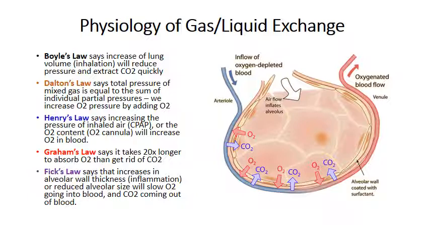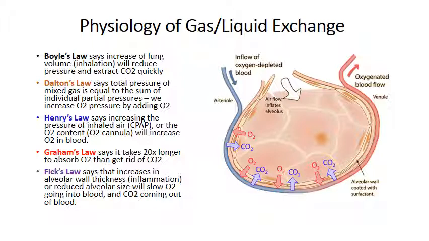Now, if you look at the illustration, I'd like to draw your attention to the fact that the alveolar wall is coated with surfactant. Surfactant basically means something that reduces surface tension, and we're all familiar with hand soap. That's a surfactant. Well, by reducing surface tension, by Fick's law, you're actually increasing the amount of gas exchange.